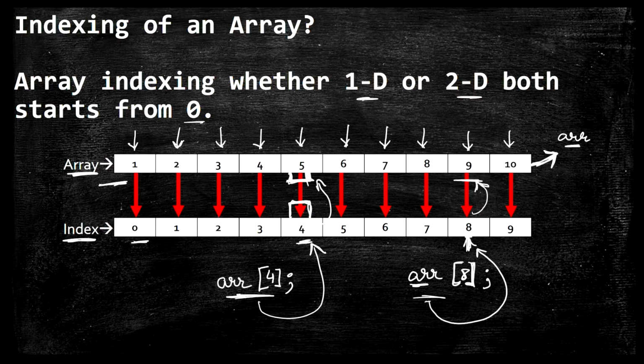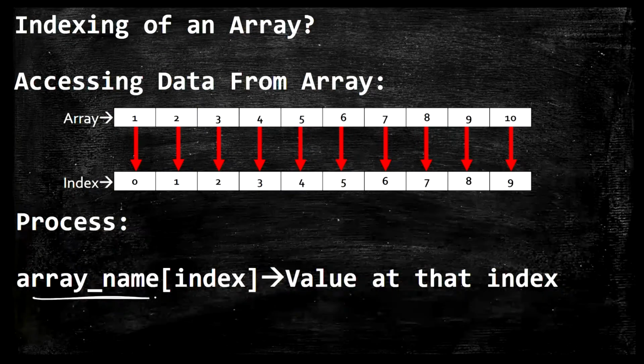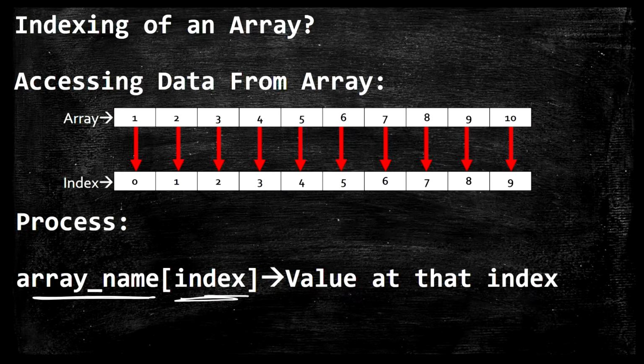Now let's move to the next topic, or the next discussion, that is accessing data from the array. This is what I have said just now. So how do you access the data from an array? We access data from an array in this format. We write the array name first, we write the index at the position whose value we want to access, and then this will return the value at that index.